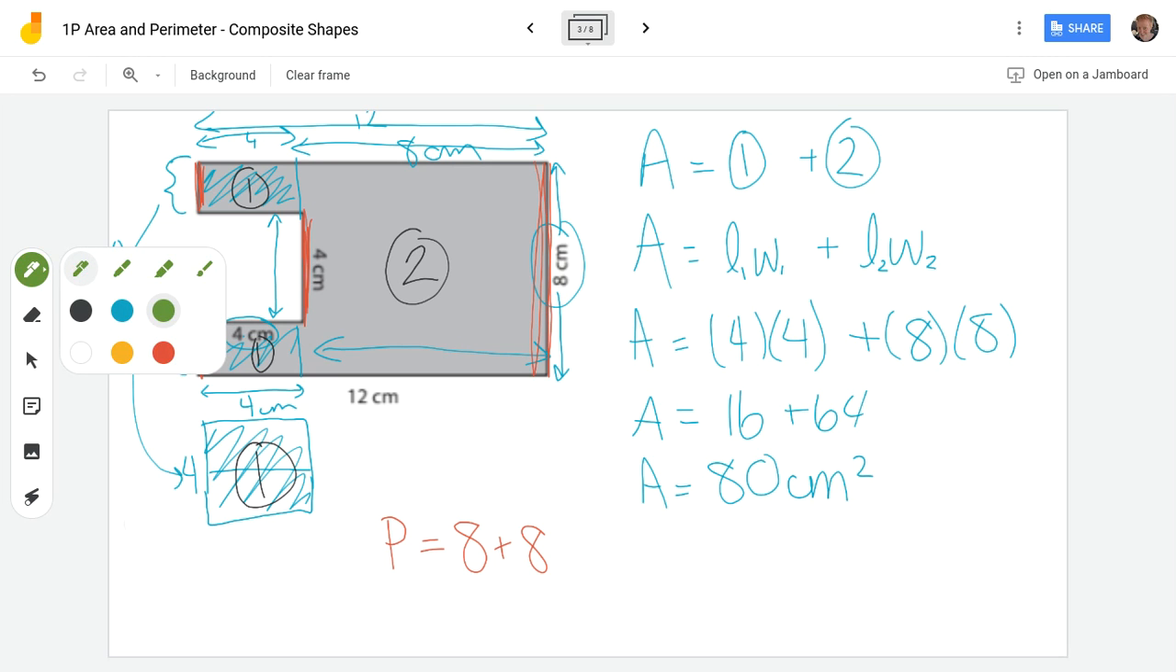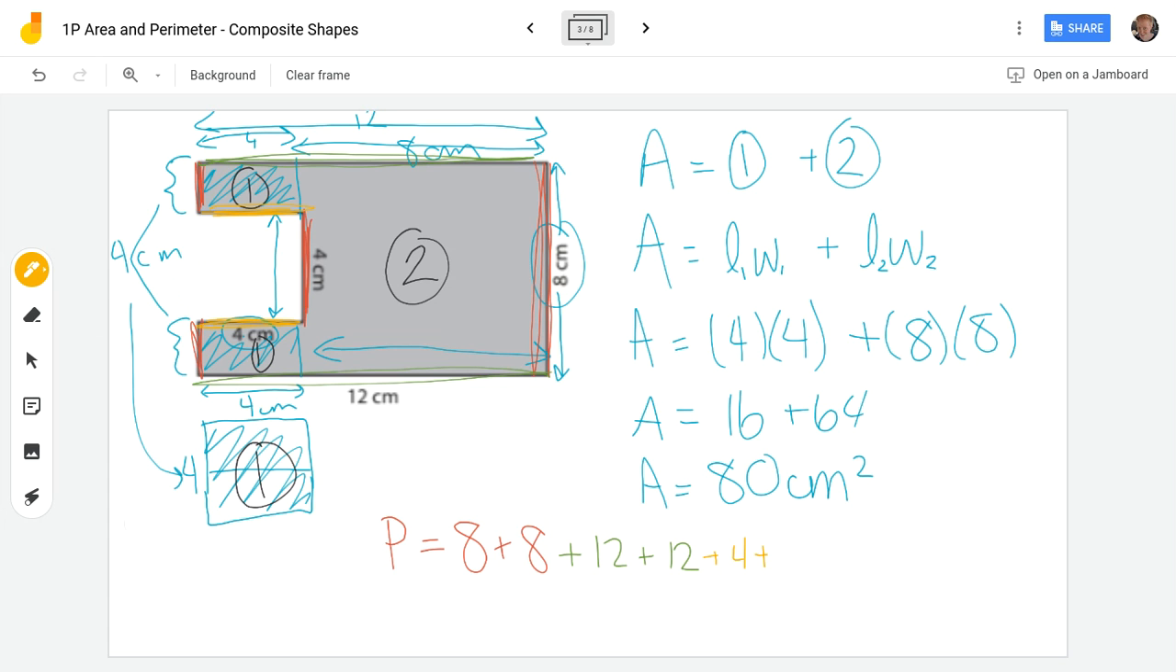And then we have this length here, which is the same as the one on the bottom. So plus 12 plus 12. There's two of those. And then we have this one and this one that are both 4. So with all of those pieces put together, I'm going to have the total perimeter of this shape.